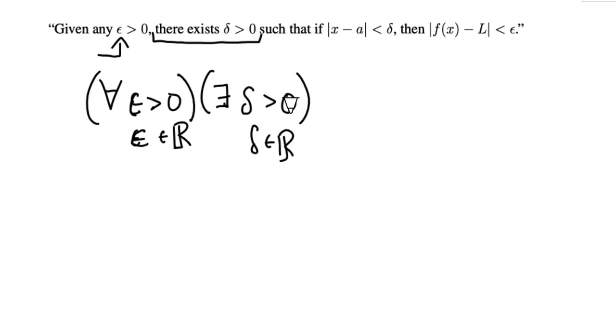Then we have a statement that depends on delta and epsilon, some proposition that depends on both. We have for all epsilon greater than 0, there exists a delta greater than 0 such that this proposition right here is true.